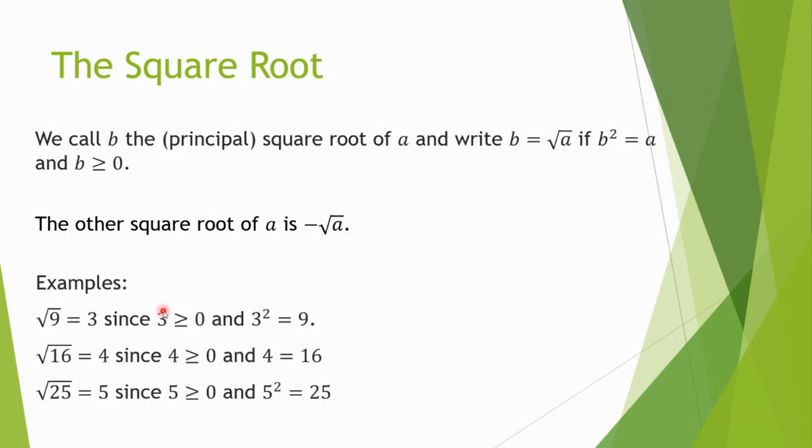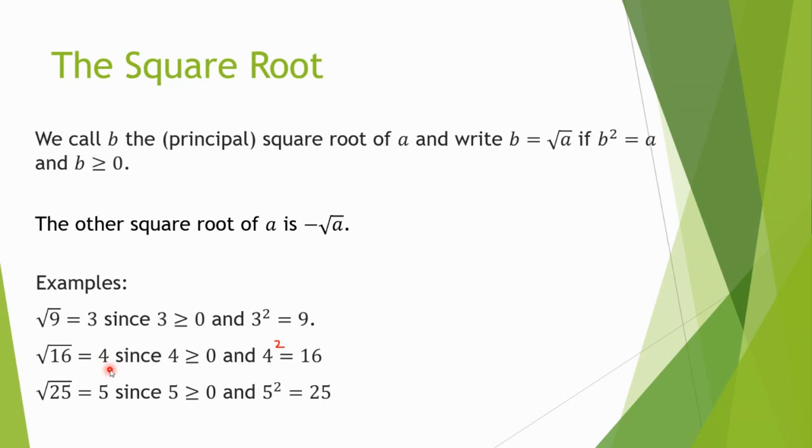And these are just some examples here. Like, for instance, we have this notation. This is going to be 3, and that's since 3 is a square root of A. 3 squared is 9, and since 3 is non-negative. Let me just fix this notation. This wasn't on the previous slide, but the square root of 16 is 4.